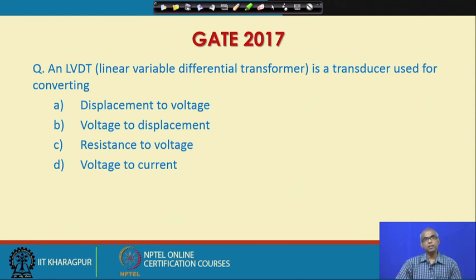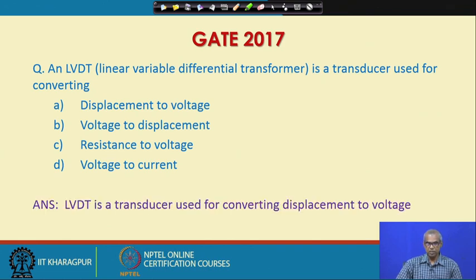A question on LVDT, linear variable differential transformer, from GATE 2017. An LVDT is a transducer used for converting displacement to voltage, voltage to displacement, resistance to voltage, voltage to current. If you remember, LVDT is nothing but a displacement transducer. So, LVDT is a transducer used for converting displacement to voltage. So, the correct answer is option A.